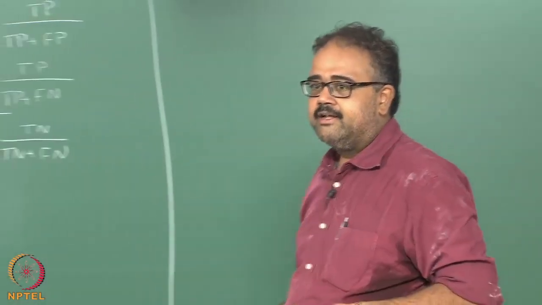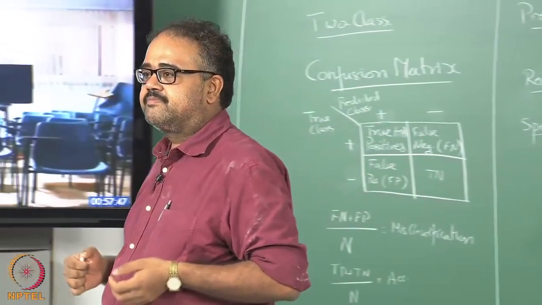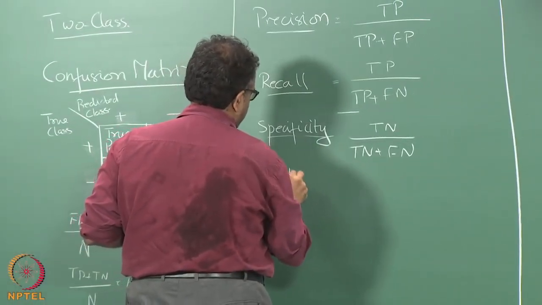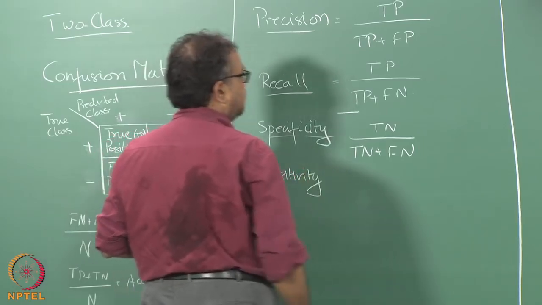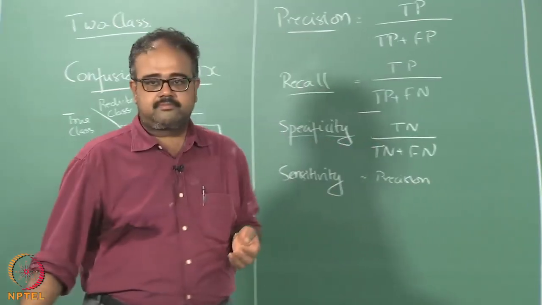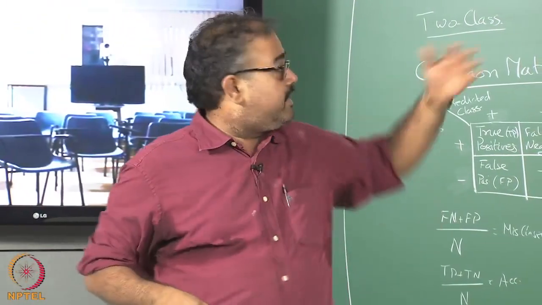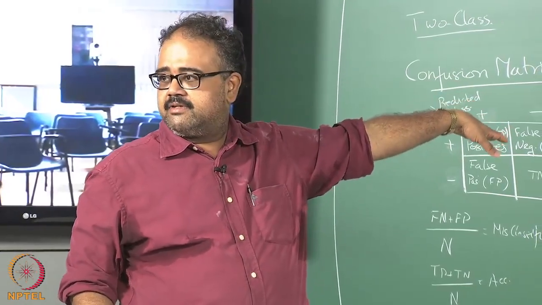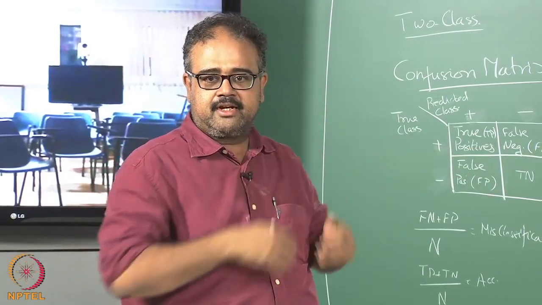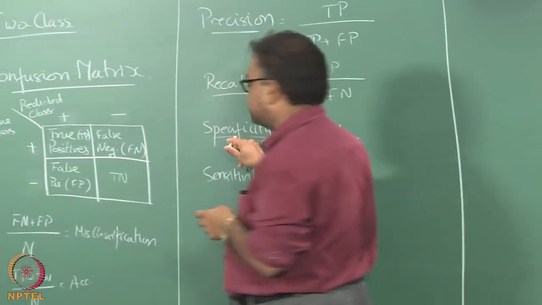If you are building a classifier that predicts whether a person is suffering from a particular disease or not, then it should have a high specificity. The flip side of specificity is sensitivity, which is terminology that comes from the medical domain. Sensitivity is true positive by true positive plus false positive, and specificity is true negative by true negative plus false negative. It looks at the other things that you leave out here. This is specificity, that's sensitivity.